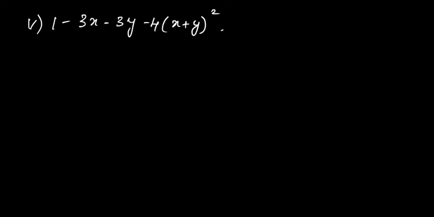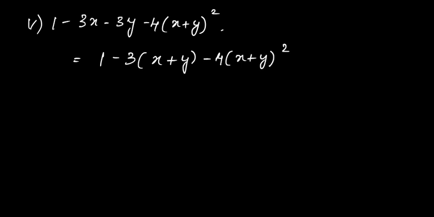Fifth question, 1 minus 3x minus 3y minus 4 into x plus y the whole square. So we get 1. So from the next two terms we can take minus 3 as common. So when we take it out, we'll get x plus y minus 4 into x plus y the whole square. So in the next step, multiply the coefficient of x plus y the whole square and the numerical value. So we'll get minus 4 on the top, and down we get minus 3. So here the two numbers are minus 4 and plus 1.